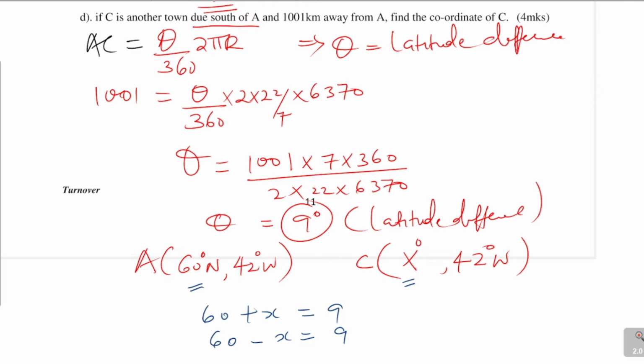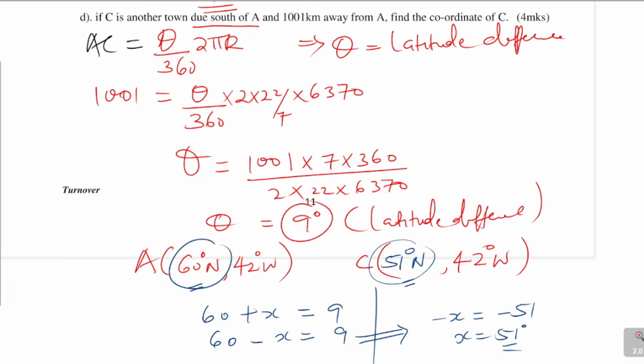When you work this out, you get negative X equals negative 51, so X is positive 51 degrees. That means this place, C, is 51 degrees to the north. When both of them are to the north, you get the latitude difference by subtracting, and that is what I've used. So that is simply how you're supposed to solve that question.